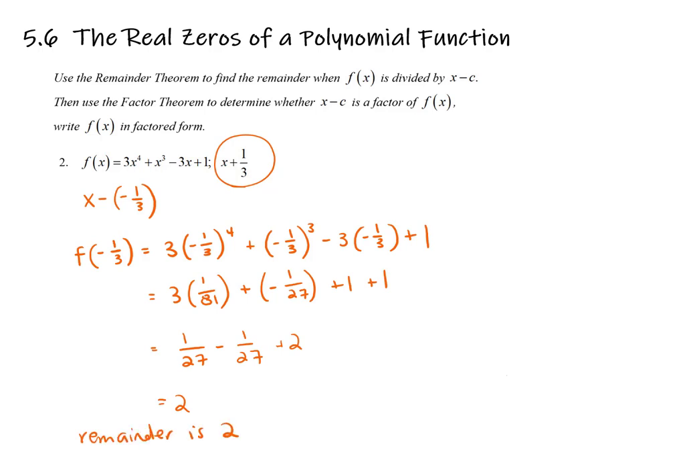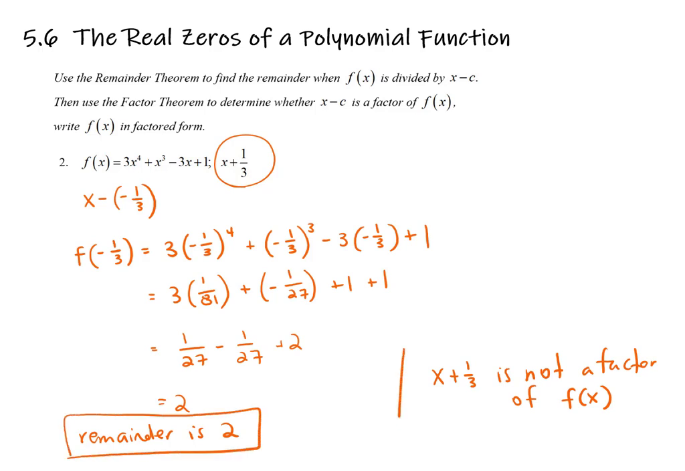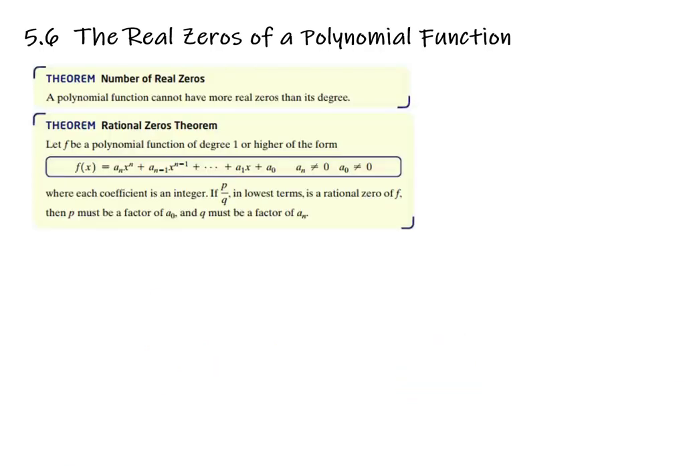Now tell me, if I have a remainder of 2, does that mean it divides evenly? No. And the factor theorem then tells me x plus 1/3 is not a factor of my function. So I have a 2-part answer. My remainder is 2, and x plus 1/3 is not a factor.